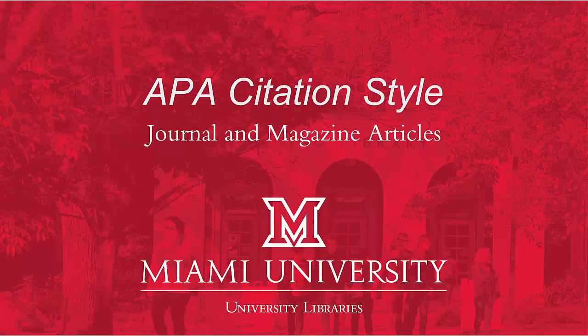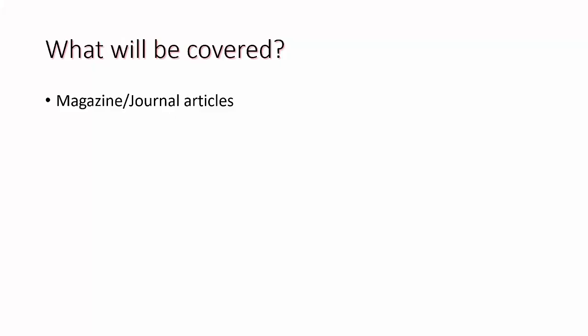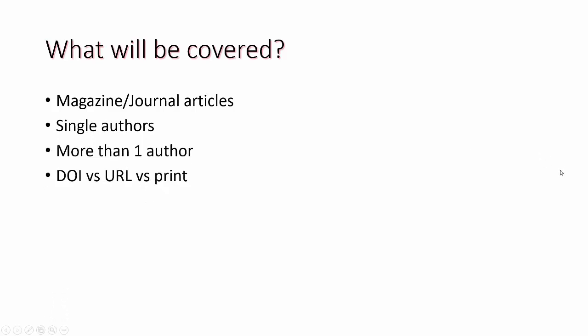Welcome to the next APA citation style video. This one will cover the format of journal and magazine reference citations. It will cover the general format of scholarly journal and magazine articles, with examples of single authors, more than one author, and DOI versus URL versus print.